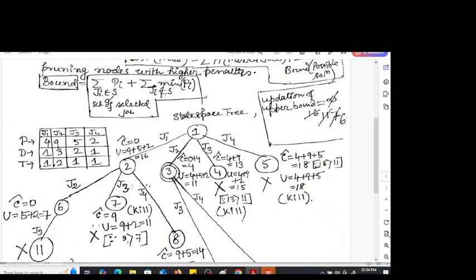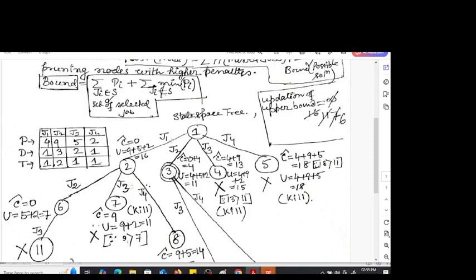But when you calculate the penalty, that is the upper bound: if I'm picking job J4, then J1 plus J2 plus J3 will be added. If I'm picking job J3, then J1 plus J2 plus J4. These remaining jobs' total summation will be the penalty. So every time you have to calculate the cost and the upper bound. If the upper bound or cost is more than the existing upper bound, then we will kill that job.